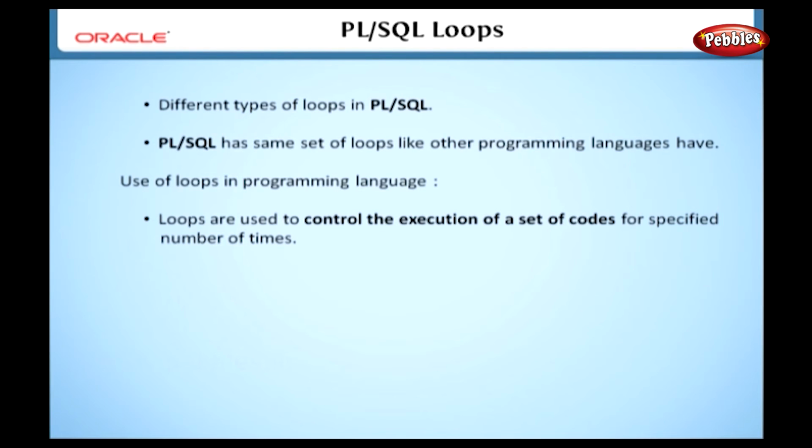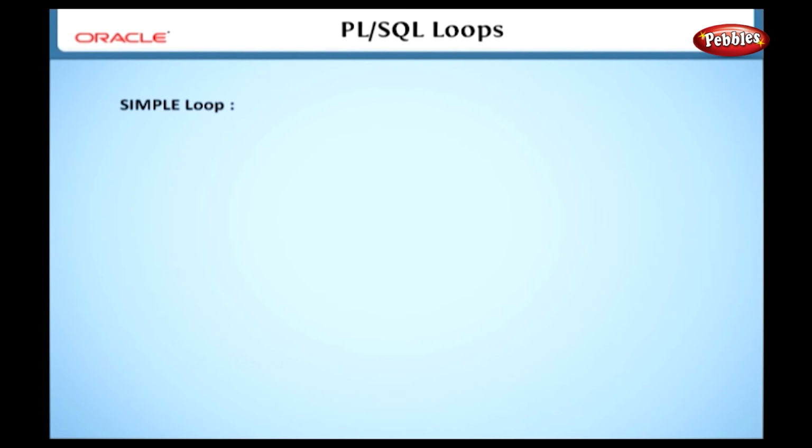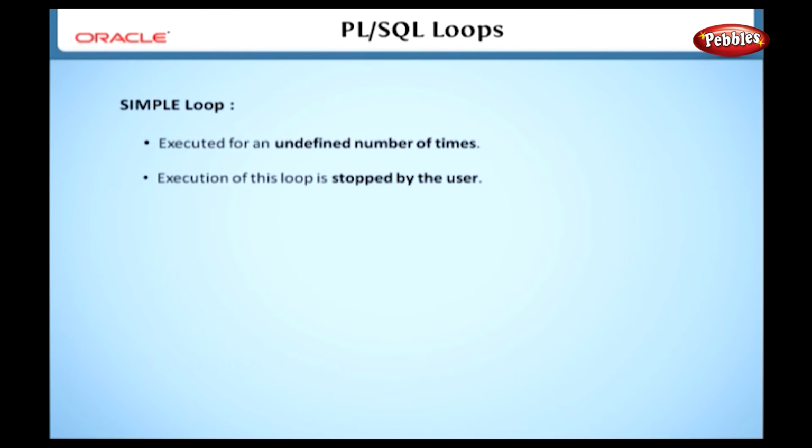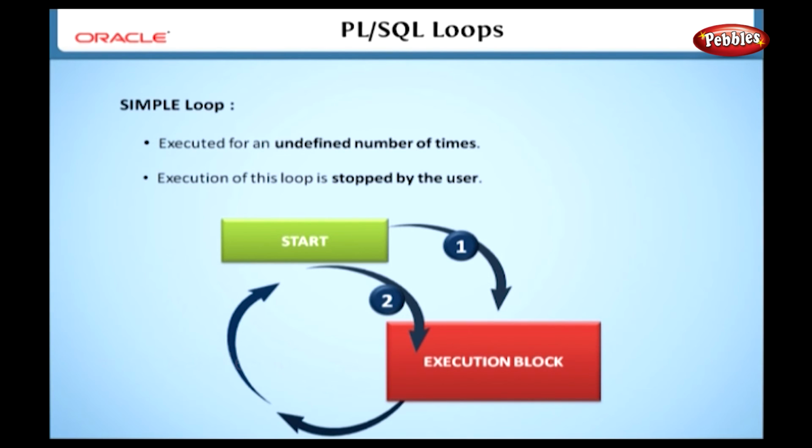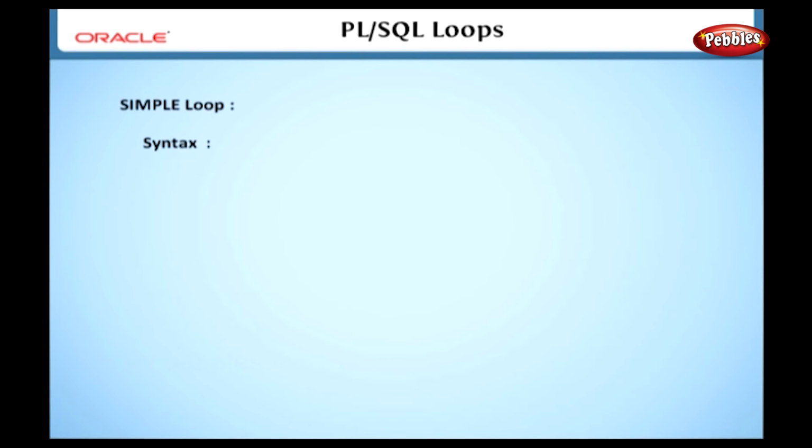PL/SQL supports three types of loops. They are simple loop, for loop, while loop. First, let's discuss the simple loop. This type of loop is executed for an undefined number of times. Execution of this loop is stopped by the user. Take a look at this image for a clearer understanding.